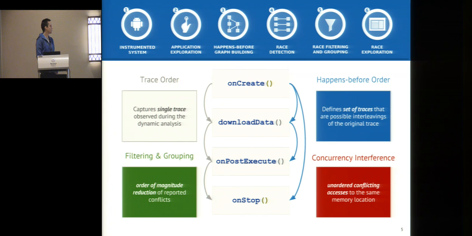So to conclude, we created a first scalable system for finding concurrency bugs on Android. The main challenges were building a precise happens-before model, which in our case we used for finding bugs, but it can be used for other purposes. And we built a bunch of filtering and grouping techniques that enables the tool to be actually usable for real applications and developers. Thank you.